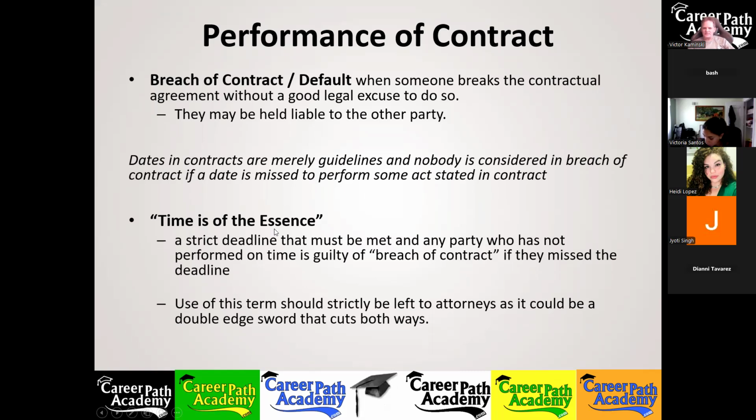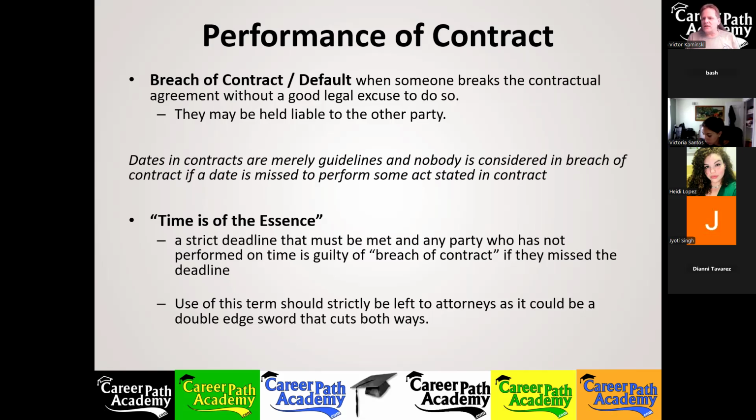Time is of the essence. This is a term that relates to a strict deadline that must be met. Any party who has not performed on time is guilty of breach of contract if they missed the deadline to do something. The use of this term should be strictly left to attorneys, as it could be a double-edged sword because it does cut both ways. It can be used for many things, but we usually use it most commonly when a buyer is supposed to produce a mortgage commitment letter by a certain time, and they don't.